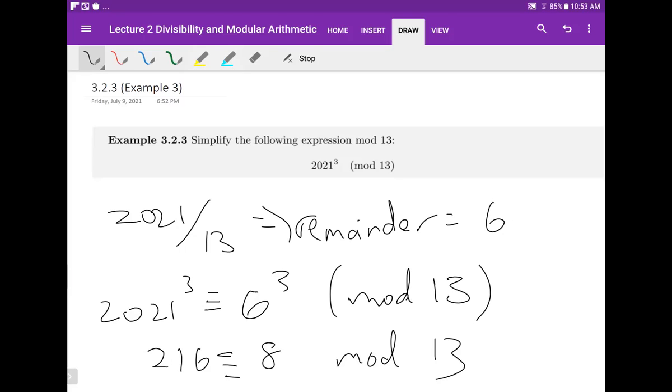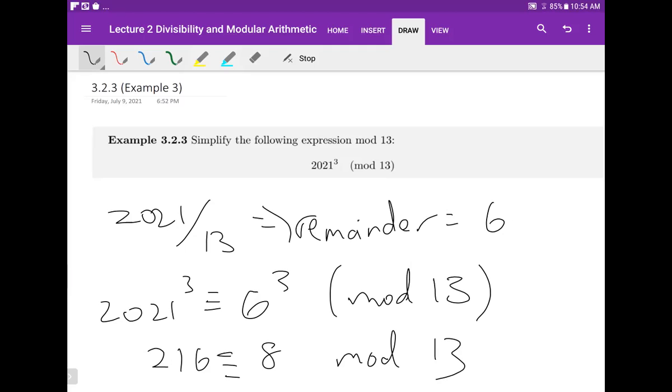So 2021 is equivalent to 6 mod 13, and then we can cube that, and use that instead of 2021. And you can see that this greatly simplified our calculation. So in the future, if you encounter a problem like, what is some big number mod some small number? Well, first you might want to convert it into a more manageable number using modular arithmetic, right? So for example, 2021, you don't want to cube that, but 6, you can cube in a reasonable amount of time, right?